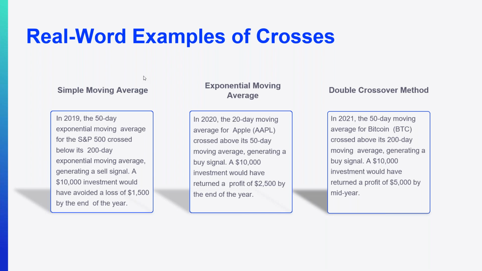And we have also had the double crossover method for Bitcoin. In 2021, the 50-day moving average crossed above its 200-day moving average, generating a buy signal. A 10,000 investment would have returned a profit of 5,000 by mid-year. Okay, so that's a 50% upside by mid-year. You know how volatile cryptocurrencies are, and that includes the volatility of commodities as well, because typically this is how we relate the cryptocurrency markets mainly to commodities.